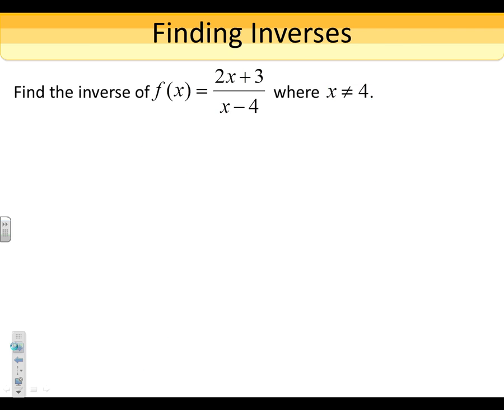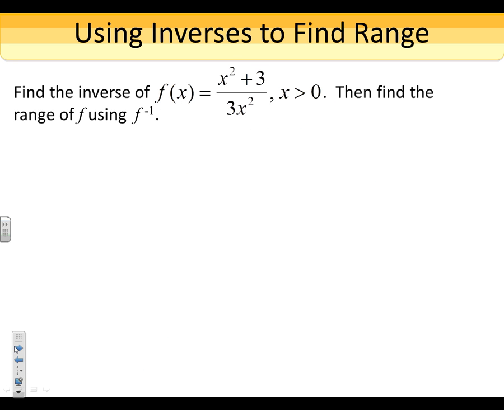All right. Last example, we're going to find the inverse of f of x. So we have (x squared plus 3) over 3x squared. Again, where x has to be greater than 0, because if it was anything less than 0, when we took the inverse of it, we would not get a function. So our domain has to be greater than 0 so that my range of the inverse is also greater than 0. Okay, so first part, find the inverse of f of x.